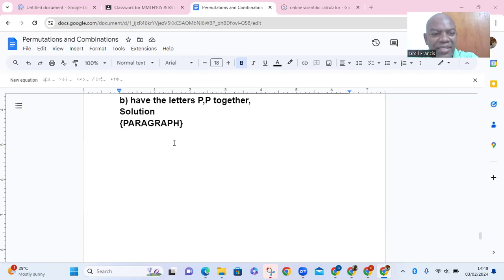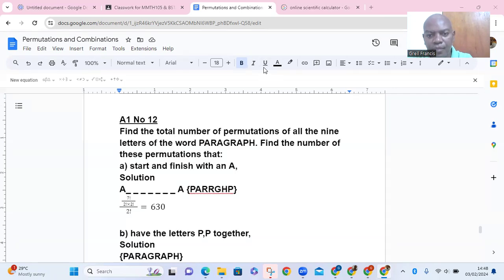So now we're on part B, and the restriction here is that the letters P, P must be together. Must have the letters PP together, all right? So an example of this would be, bear in mind, we have to use all the letters. Here it says the total number of permutations of all the 9 letters. So we must use all of the 9 letters.